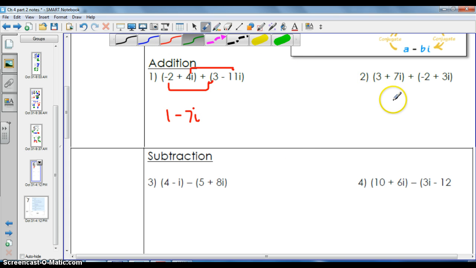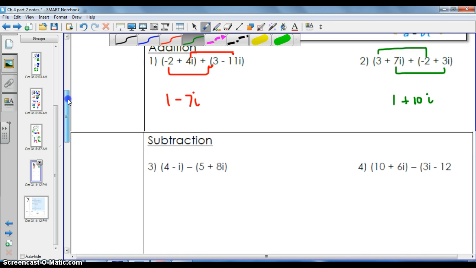Number 2, adding, again, like terms with like terms, the real with the real, and the imaginary with the imaginary, and add those like terms. So hopefully when you took 3 plus -2, you got 1, and when you took 7i plus 3i, you got 10i. So that is your final answer. Again, we write the real at the beginning, and then we write the imaginary behind it. That's the form of our complex numbers.